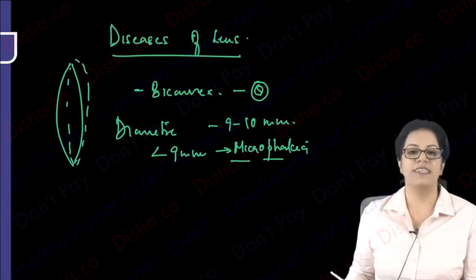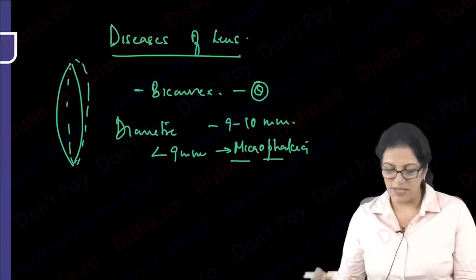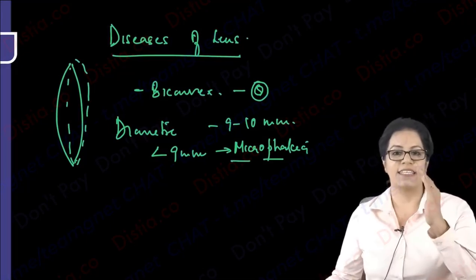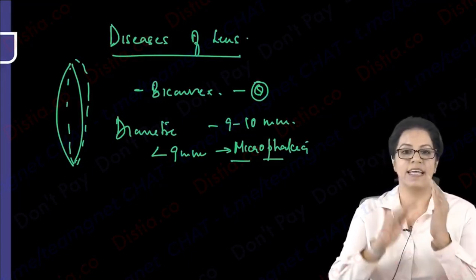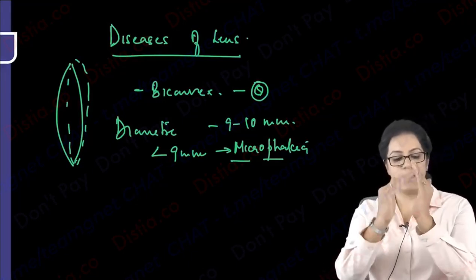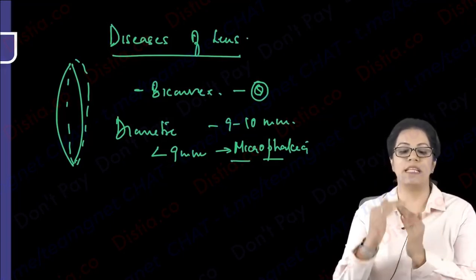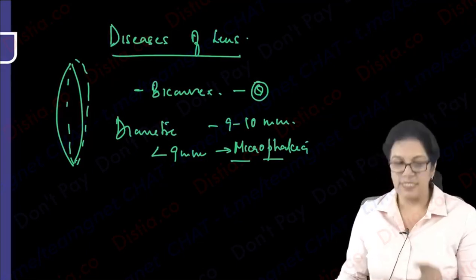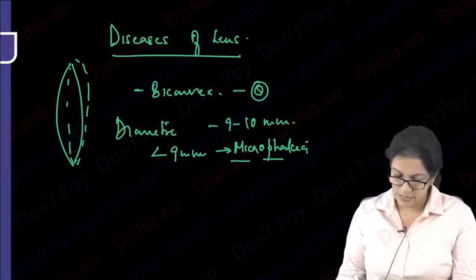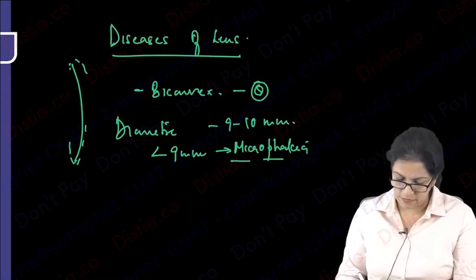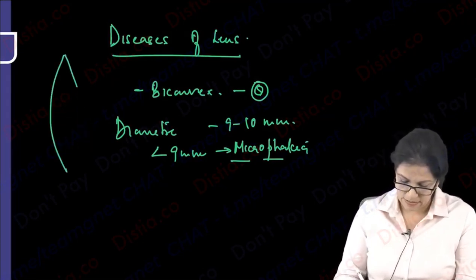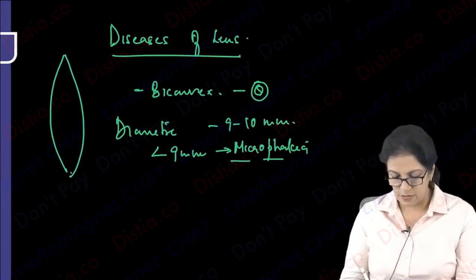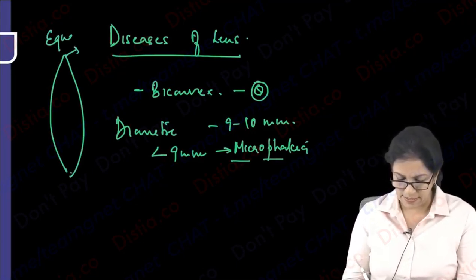What is the equator of the lens? Look up, all of you. If this is the anterior surface and this is the posterior surface, the plane where they are meeting is called the equator of the lens. We'll see the slide shortly. So that plane is called the equator of the lens. In this diagram, this becomes the equator.